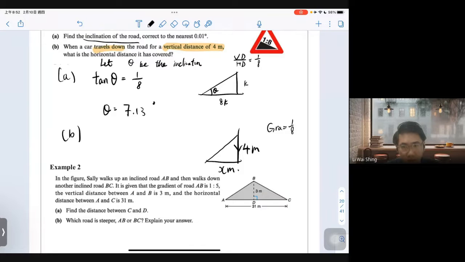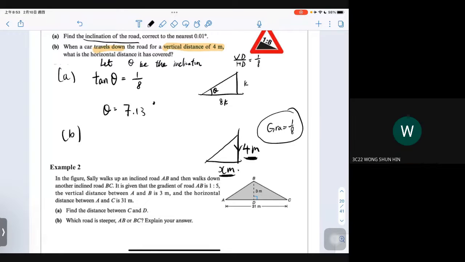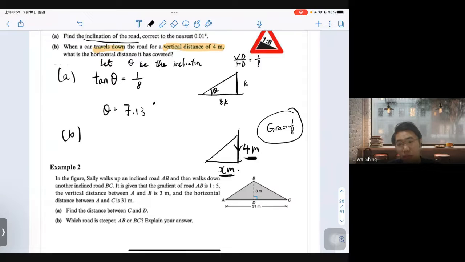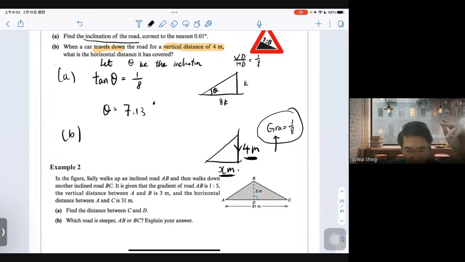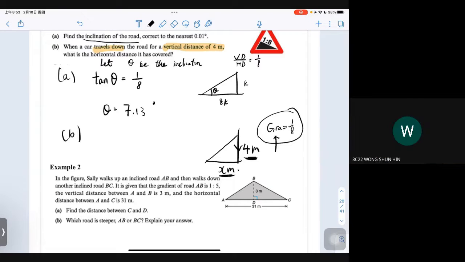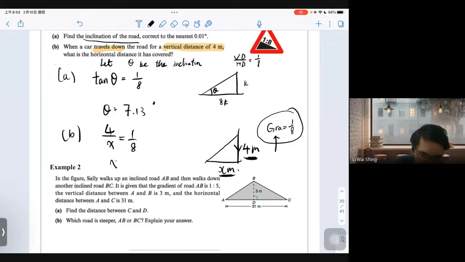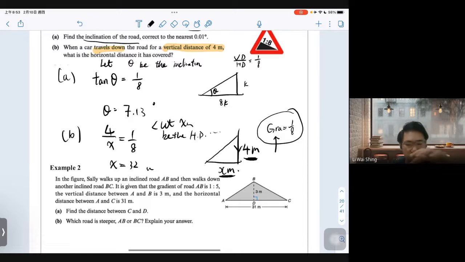The gradient of the slope is 1/8, going down 4 meters, how far horizontally? 32 meters. How did you get it? 4 times 8. 4 times 8, I need to check that. How to find gradient? How do you find gradient? Something divided by something. 4 divided by x. Yes. So can you give me the formula? 4 divided by x equals 1 divided by 8. Thank you. Okay. So x equals 32 meters, the horizontal distance. Okay. Easy.